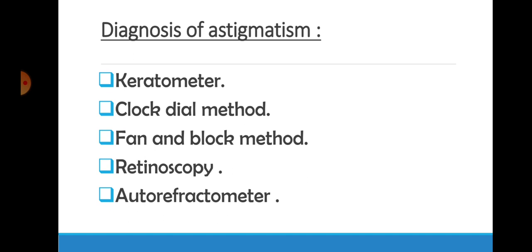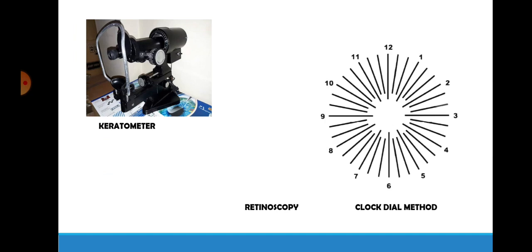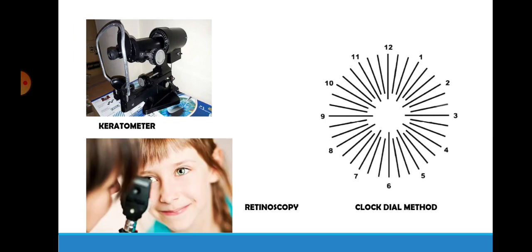Okay, so how can we diagnose astigmatism? First of all, we can diagnose astigmatism by doing keratometry. Then we can also diagnose astigmatism by doing the clock dial method or fan and block method, or we can do retinoscopy, or we can do autorefractometry. This is a keratometer, and with the help of the keratometer we will perform keratometry. Then this is the clock dial method and this is retinoscopy.